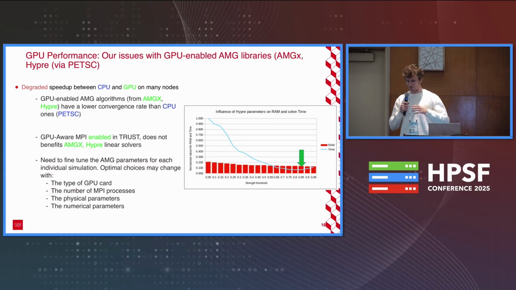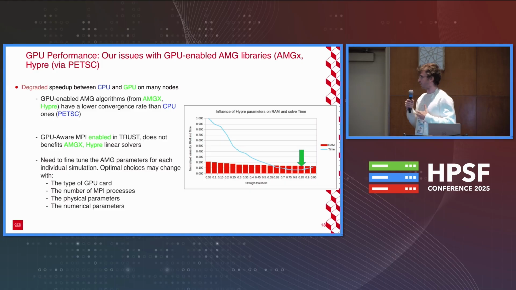Because on the CPU it scales well, but you only have a handful of AMG algorithms that you can run on the GPU. And what we observe is that they seem to have a lower convergence rate than the CPU ones. So it's not that the iterations are slow or not well programmed, it's that the overall algorithm seems to have less good convergence properties. Also, we activated GPU-aware MPI in TRUST, which helped us with performance, but it does not seem to help the AMGX and Hypre linear solvers.